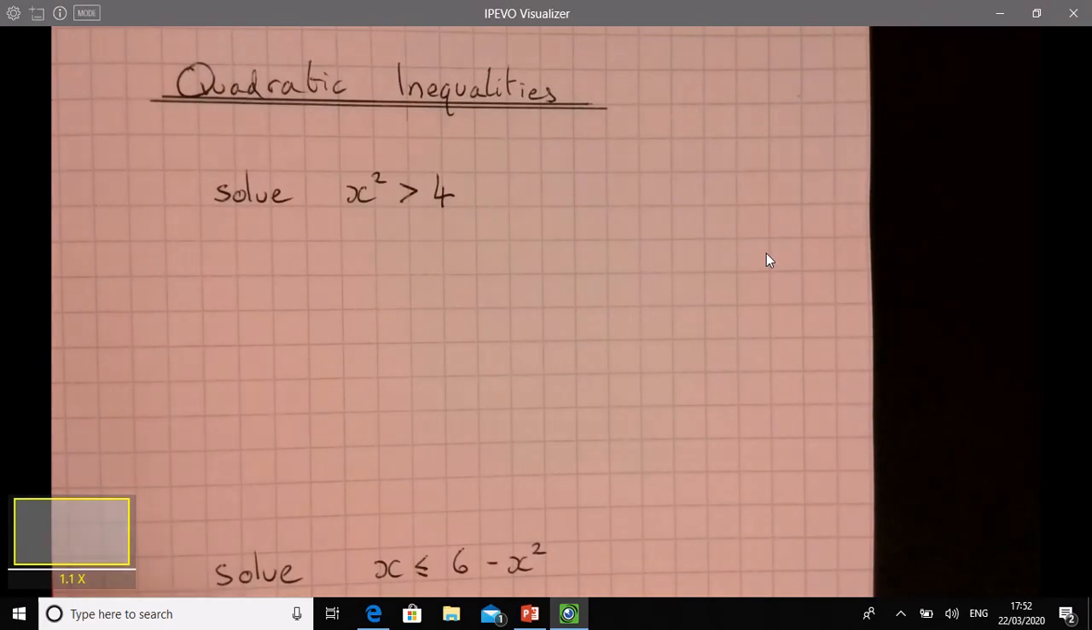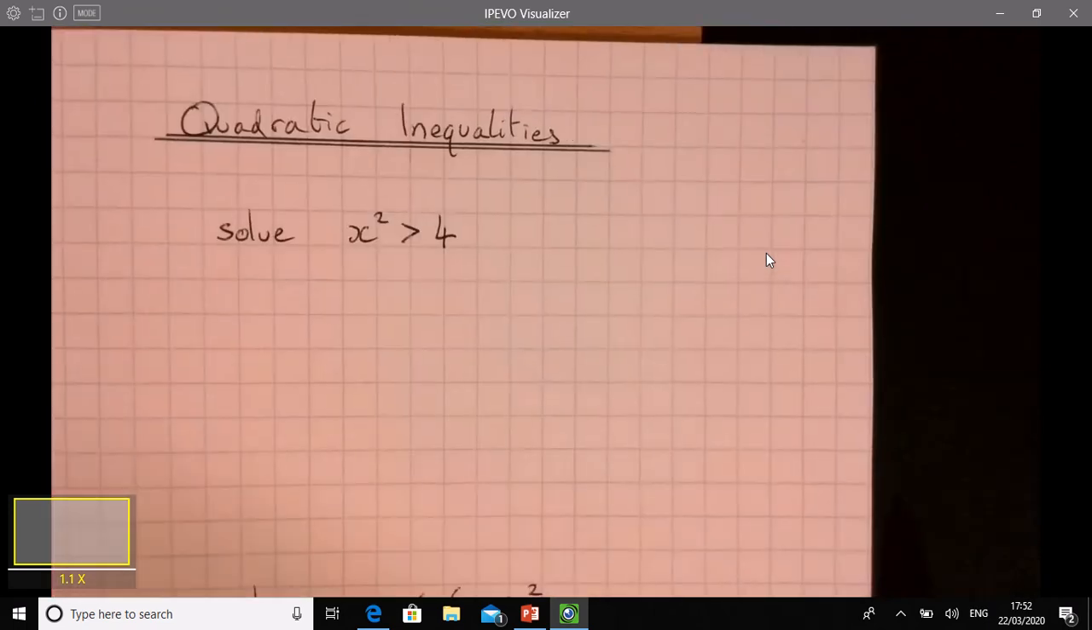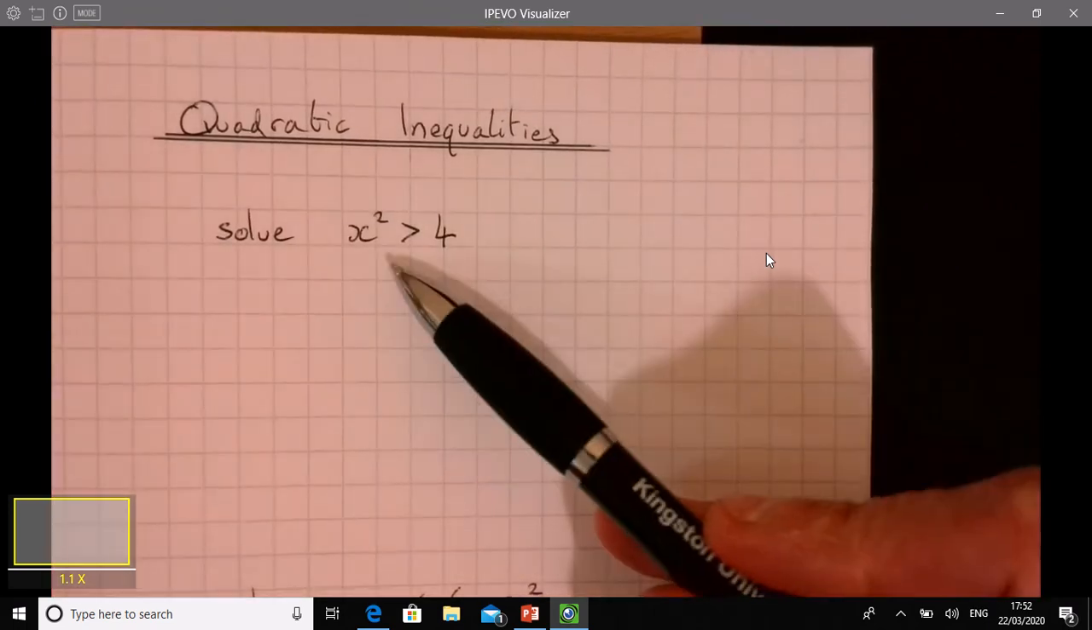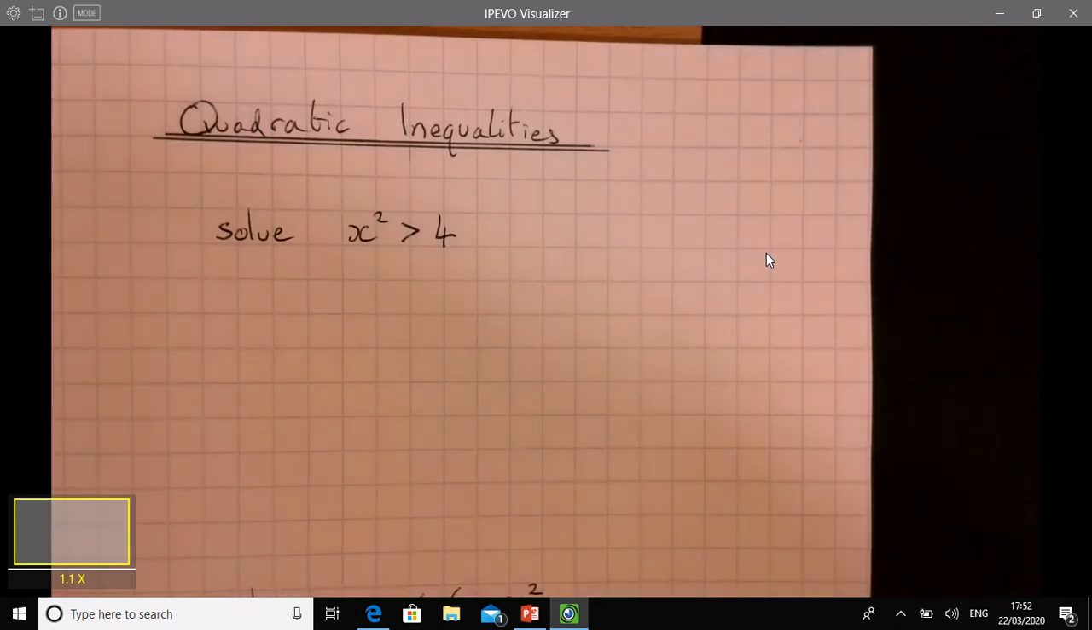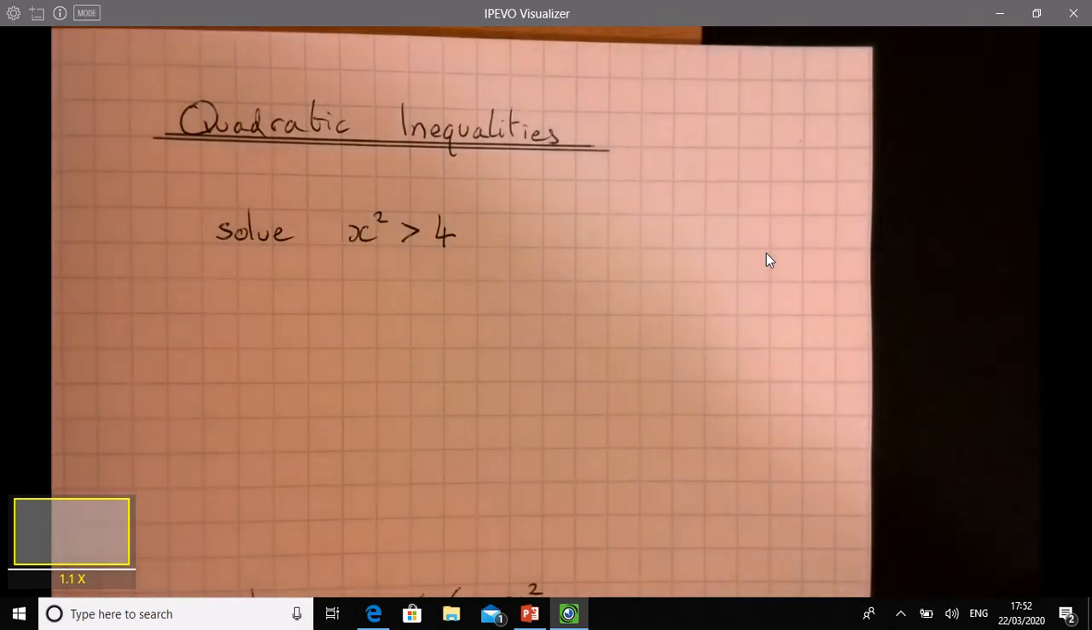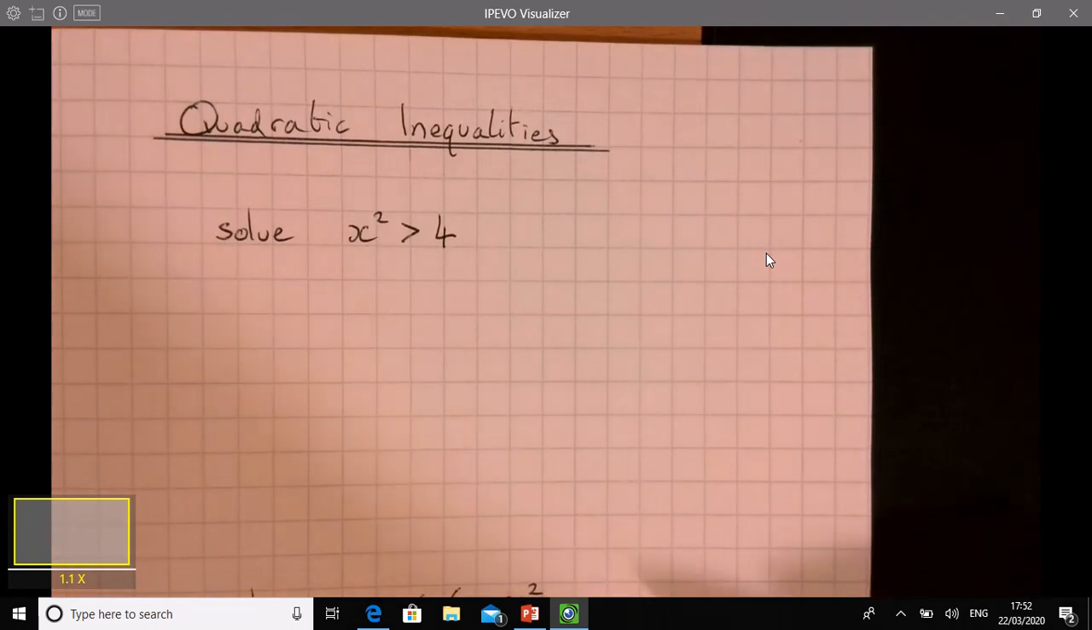Okay, quadratic inequalities. So let's have a look at this first example. Solve x squared more than 4. Well, if it said x squared was equal to 4, we'd be quite happy, hopefully, about saying 2 and minus 2. But we've got a range of possible values here as our answer.